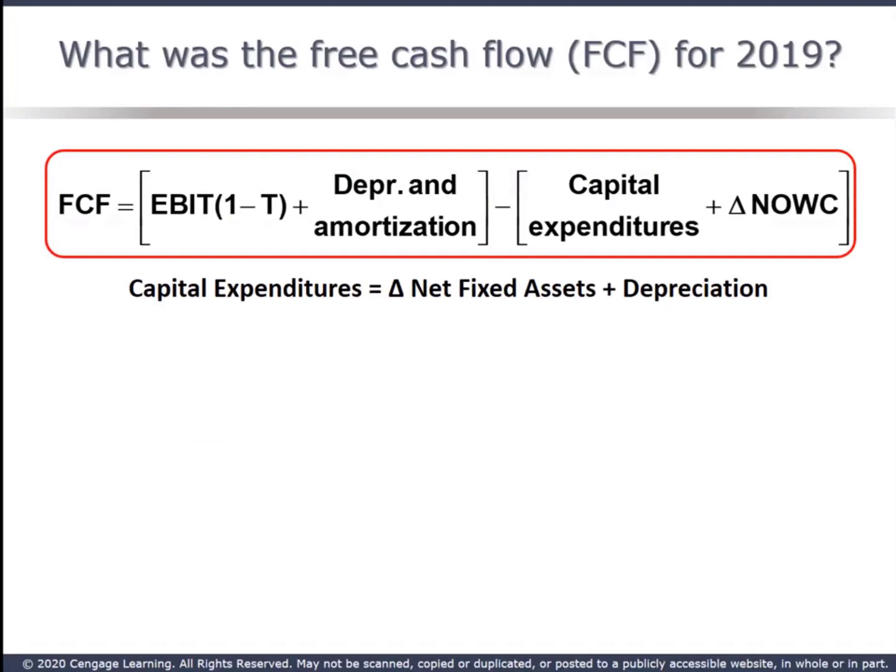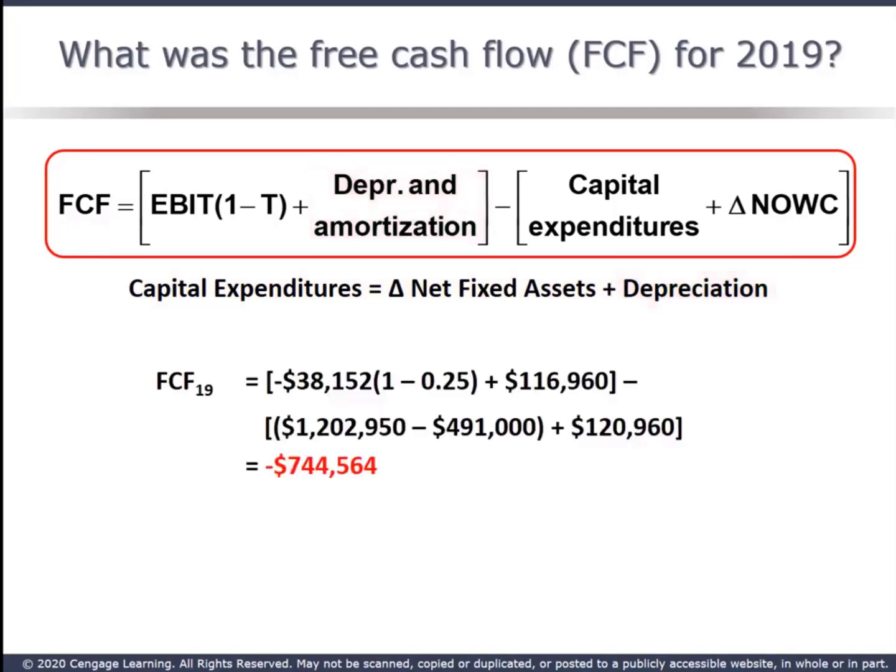The formula for free cash flow is shown at the top of the slide. Note that capital expenditures equals the change in net fixed assets from the balance sheet plus depreciation from the income statement. And yes, depreciation is added in the first component, subtracted in the second.